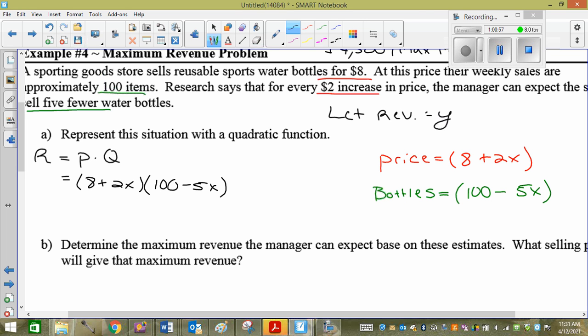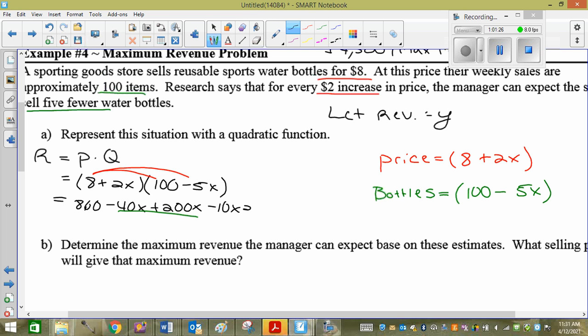Okay, so when we combine these, we're going to FOIL this. We have our first two terms, 8 times 100, 8 times negative 5. So it becomes 800 minus 40x plus 200x minus 10x squared.